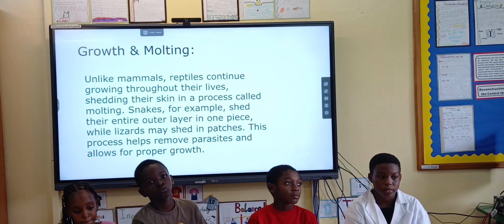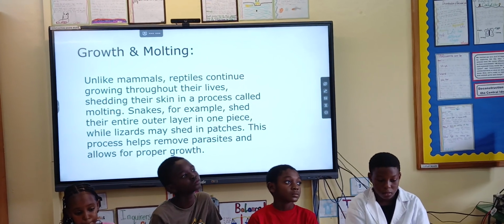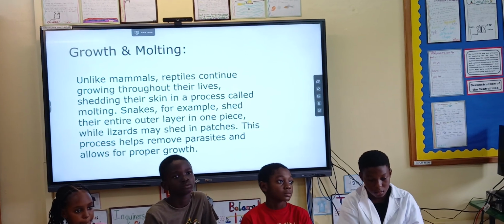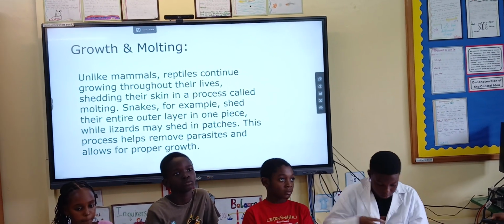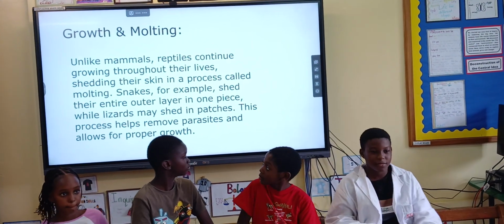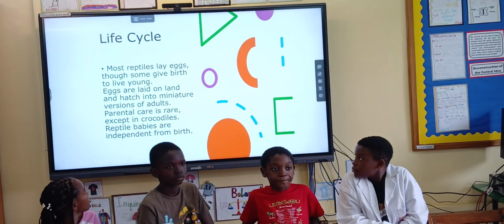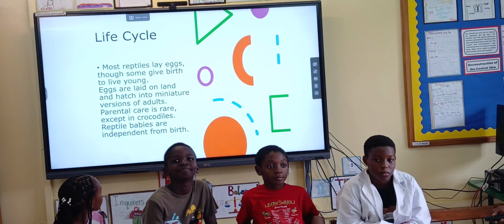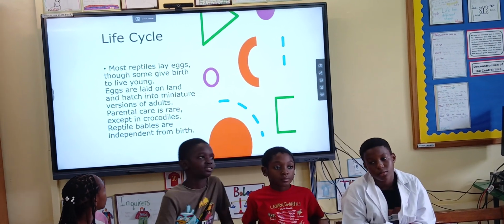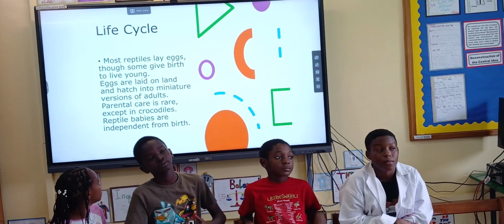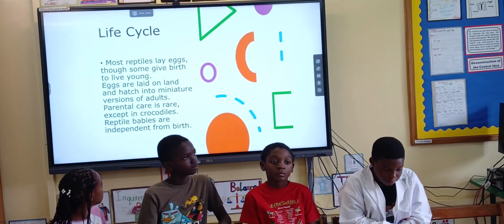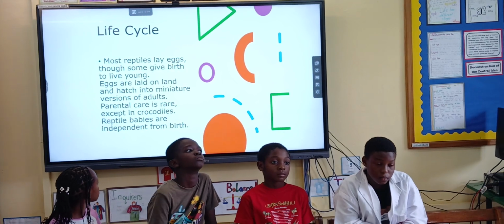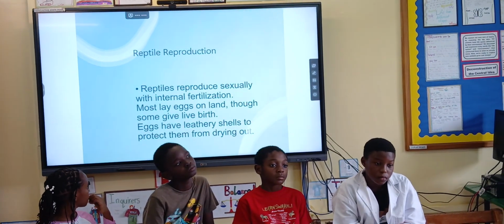Snakes, for example, shed their entire outer layer in one piece, while lizards may shed in patches. This process helps remove parasites and allow for proper growth. Life cycles. Most reptiles lay eggs, though some give birth to live young. Eggs are laid on land and hatch into miniature versions of adults. Parental care is rare, except in crocodiles.